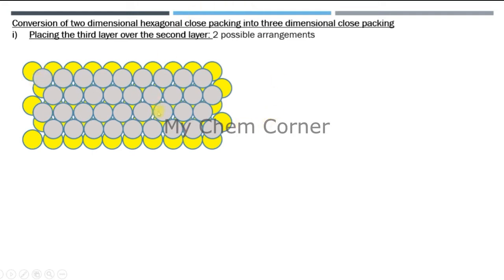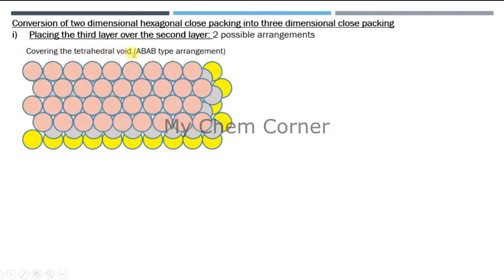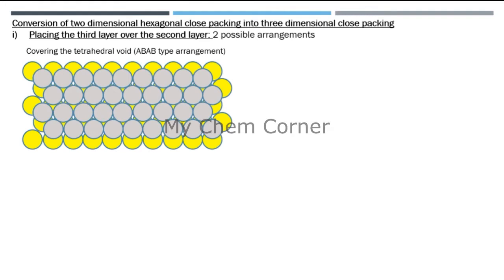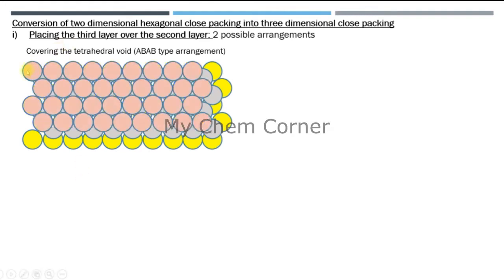Now when I place the third layer above this, it can be the same as the first layer, which is the yellow layer. That means I'm going to cover the tetrahedral void this way. So I'll go back and show you what I did. I'm going to place the third layer. When I place the third layer, what is happening? The yellow spheres are not visible, which means they are placed right above the positions of the yellow spheres. So now the first layer and the third layer are the same. So here when I cover the tetrahedral void, an AB-AB type of arrangement is observed, which means the arrangement of the A layer is equal to the third layer.